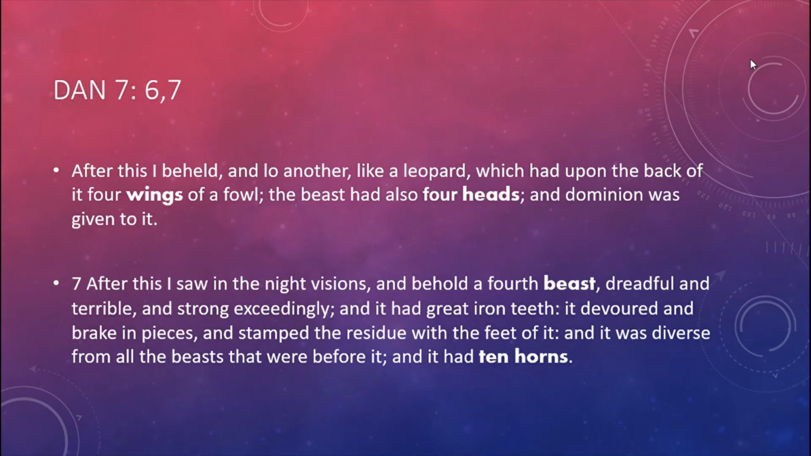Okay, let's look at an example in Daniel 7 verse 6 and 7. After this I beheld, and lo, another like a leopard, which had upon the back of it 4 wings of a fowl. The beast had also 4 heads, and dominion was given to it. After this I saw in the night visions, and behold, a 4th beast, dreadful and terrible, and strong exceedingly. And it had great iron teeth. It devoured and brake in pieces, and stamped the residue with the feet of it. And it was diverse from all the beasts that were before it, and it had 10 horns.